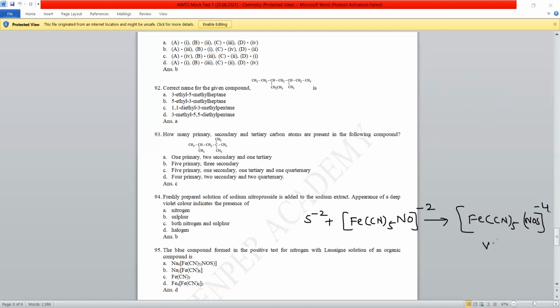So this is responsible for the violet color. This substance is responsible. So this is the indication that it has the sulfur group. This is the sulfur group identification test.